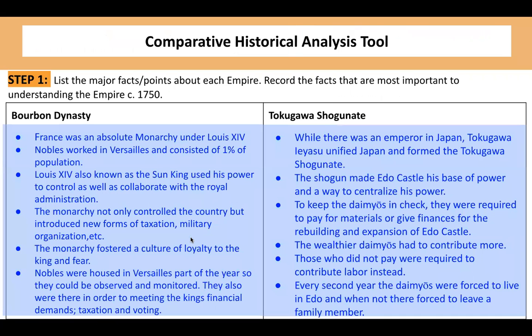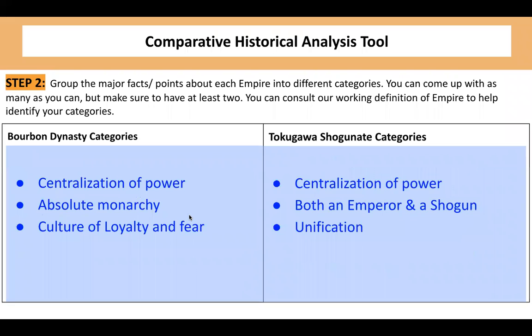So in step 1, we gathered evidence and tried to figure out what we know about our two case studies, the Bourbon Dynasty and the Tokugawa Shogunate. We had engaged in step 0, where we had read two documents to give us some ideas, but we also brought in some outside information. And then we did step 2, where we were listing categories and we had grouped some of our evidence together for some major themes and points that we had noticed.